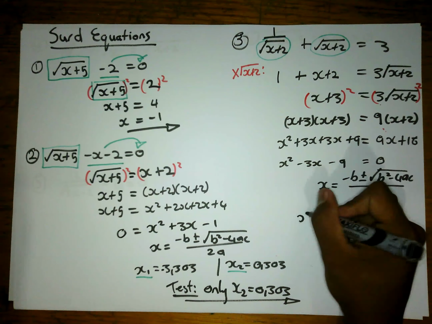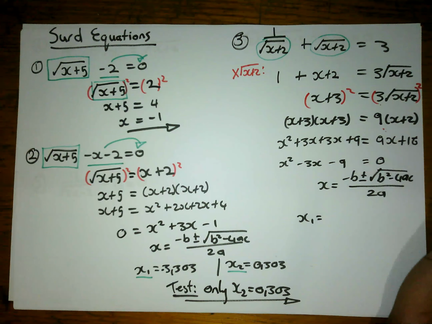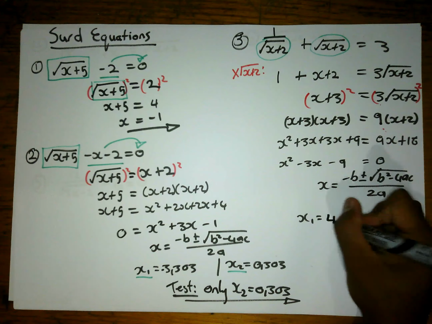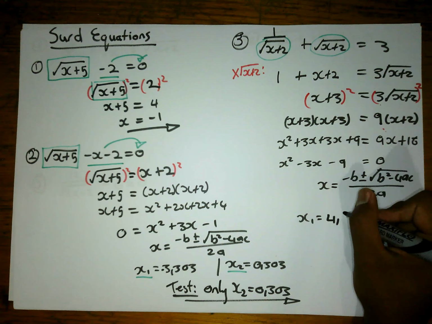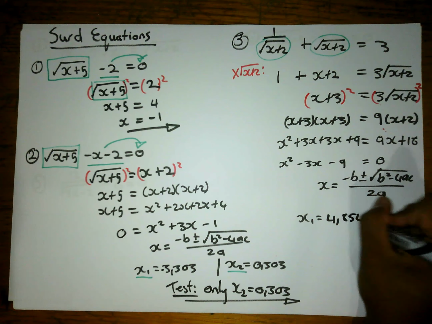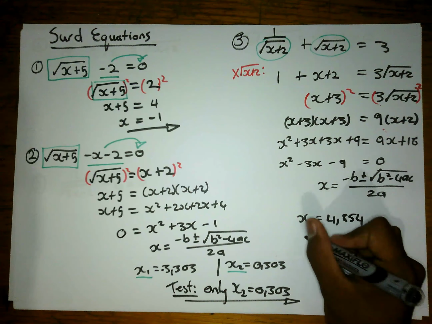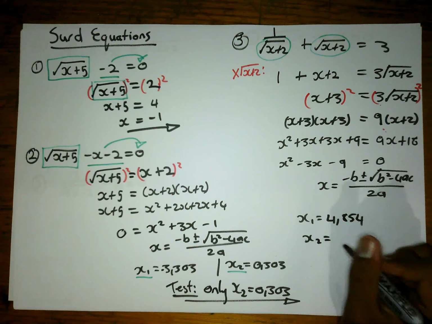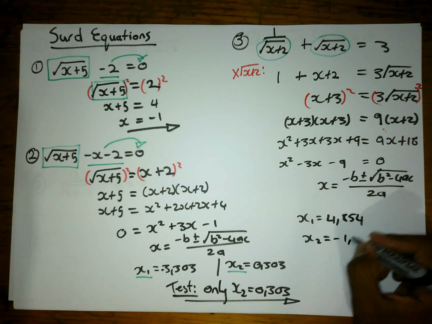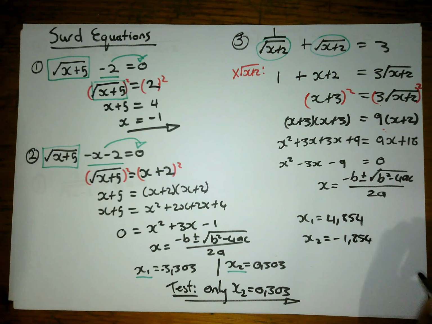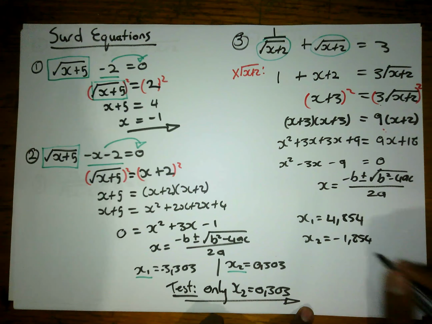Then our x1 will be 4.854. Our x2 will be negative 1.854. So what do we do now?